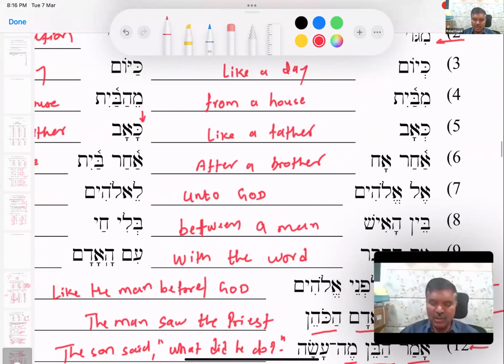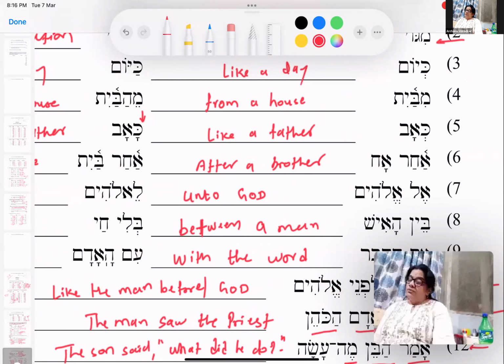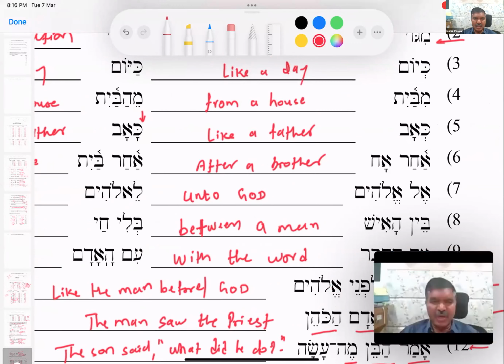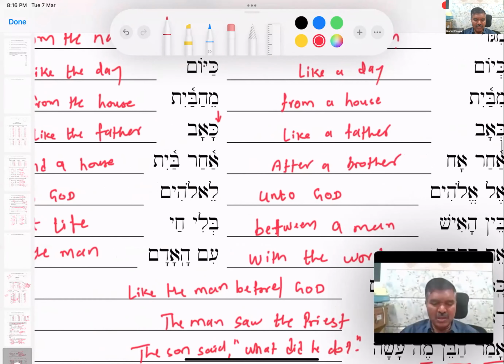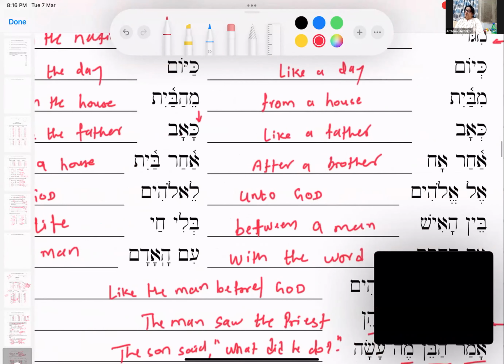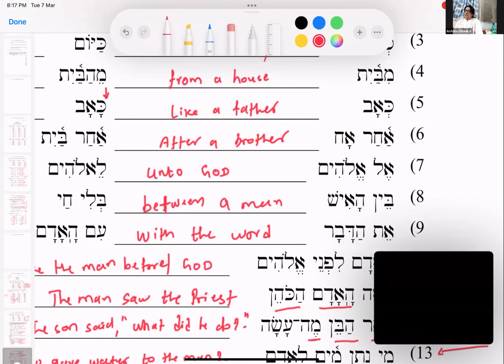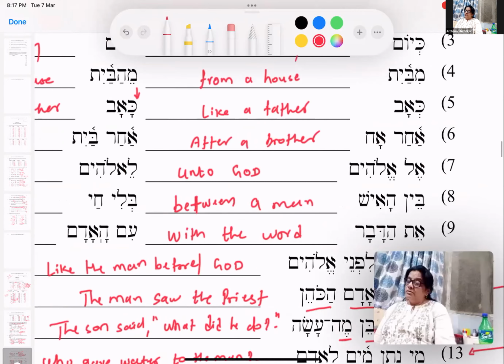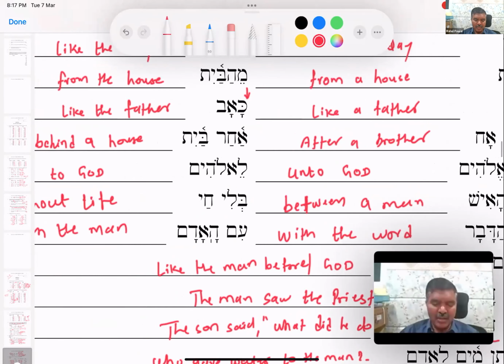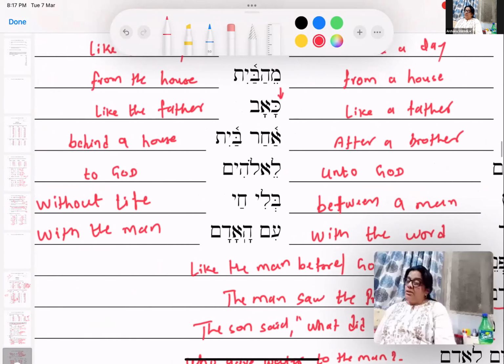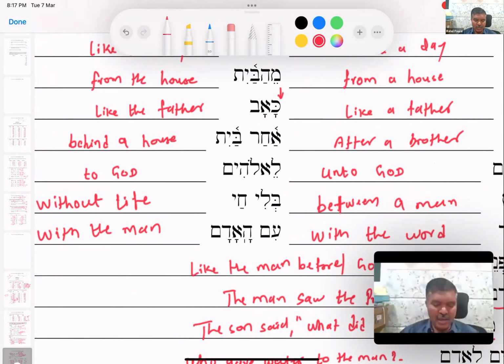Fifth one. Ka'av, like a father. And ka'av is like the father. Then sixth one. Akher ak, after a brother. And akher, behind a house.